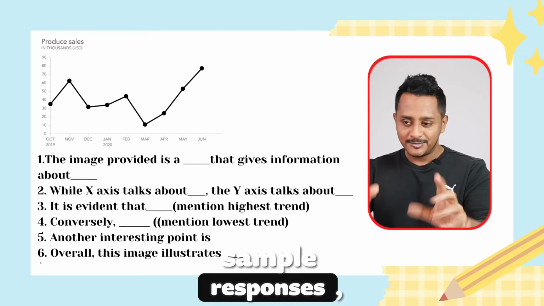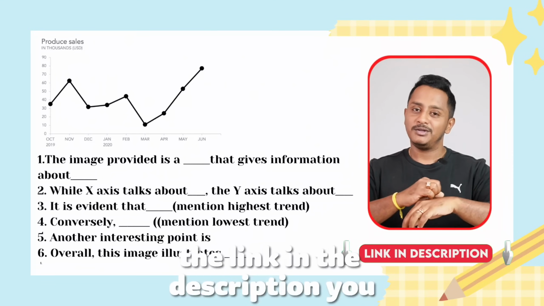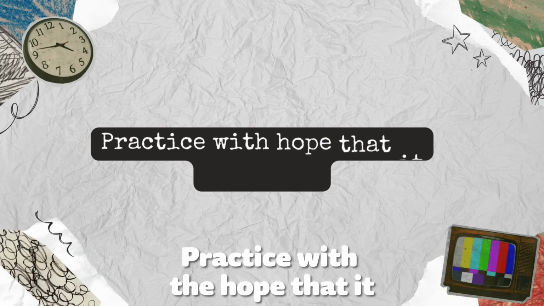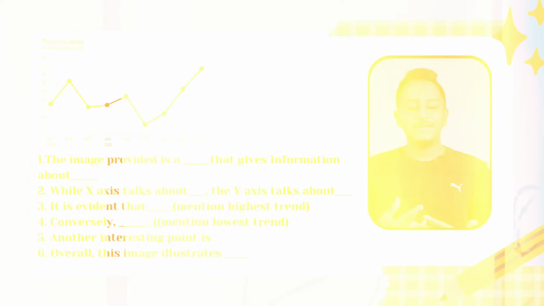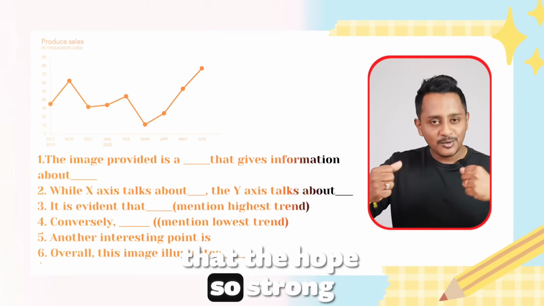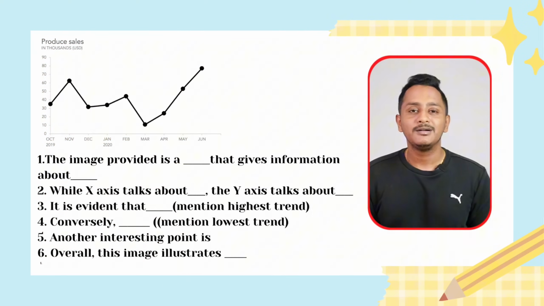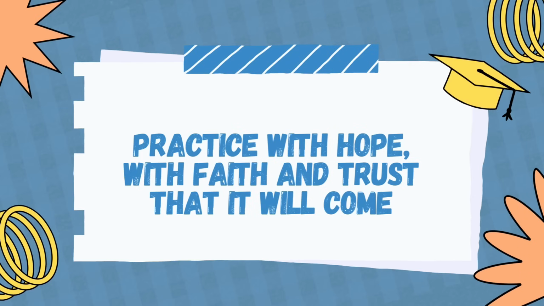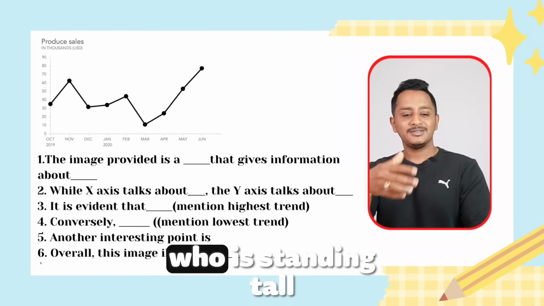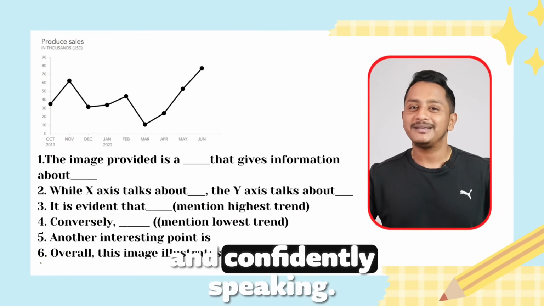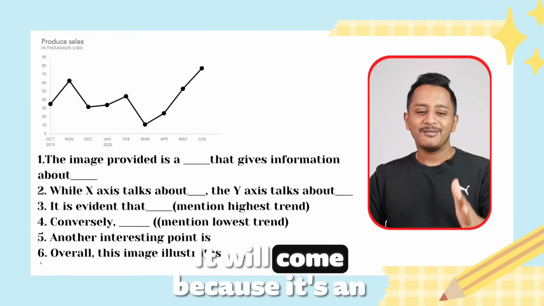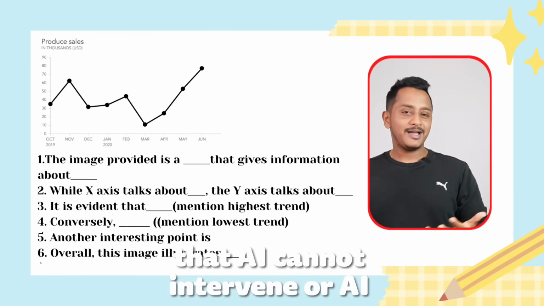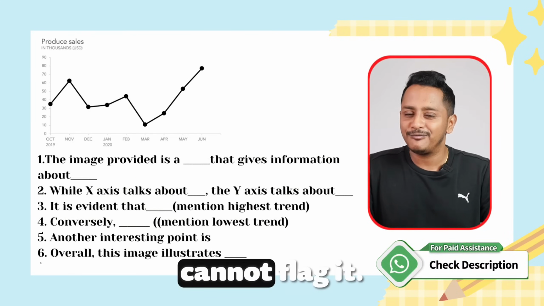All the template sample responses, the link in the description, you can click on it or you can take a screenshot, doesn't matter. Practice with the hope that it will come. If you practice with a hope, the hope so strong that they don't get it, then how it will come? So practice with a hope, with a faith, with a trust that, okay, this will come. I can also speak like this guy who is standing tall and confidently speaking. If this is your thought, it will come because it's a easy peasy one. We're still using a template, but in a different way that AI cannot intervene or AI cannot flag it.